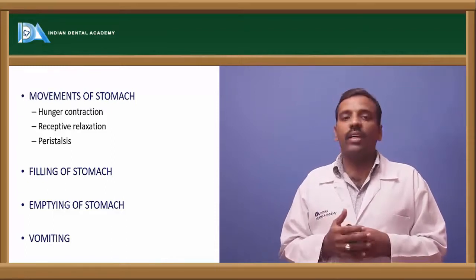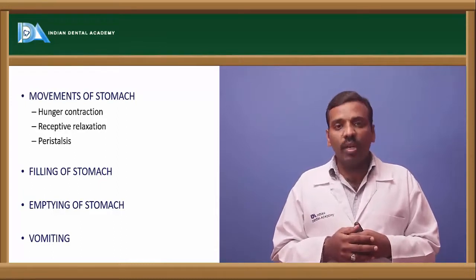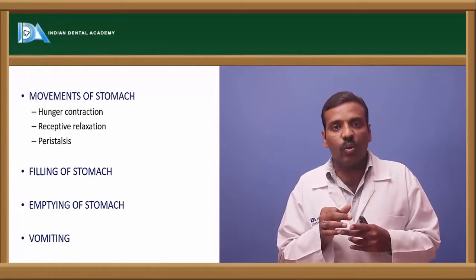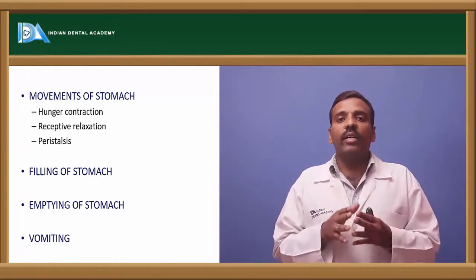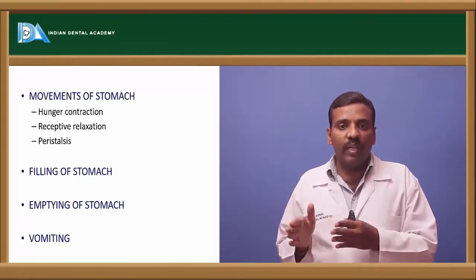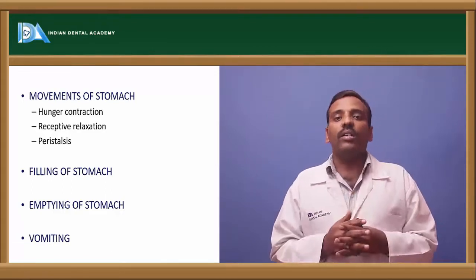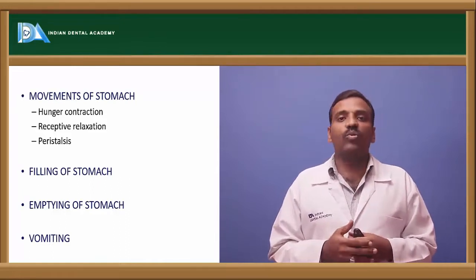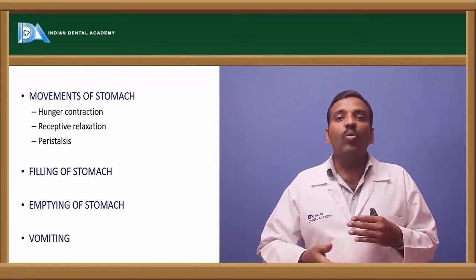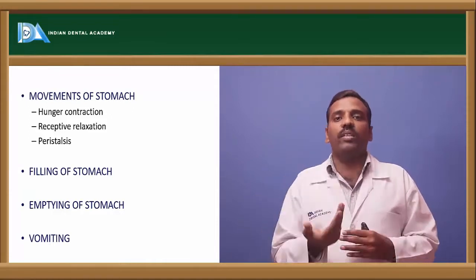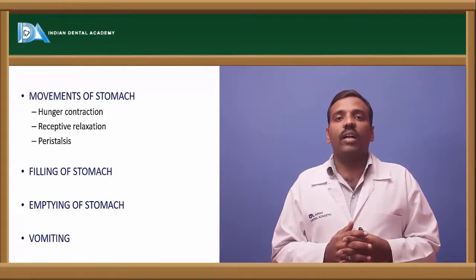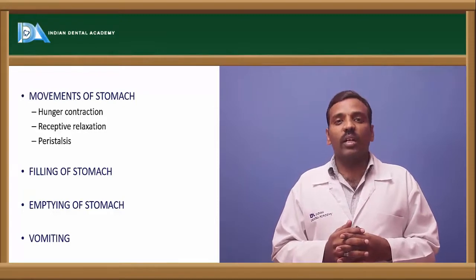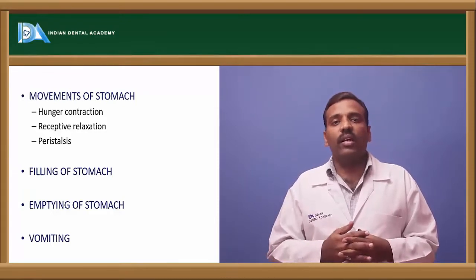And after that, the emptying of the stomach. In the emptying of the stomach, the upper esophageal sphincter is closed, and the sphincter at the pyloric end is opened, and the food material is transported into the small intestine, the duodenal part. And the next one is vomiting, in the sense the movement of the food material upwards. This is called reverse peristaltic movement. By the reverse peristaltic movement, vomiting is possible; it is a reflex process.